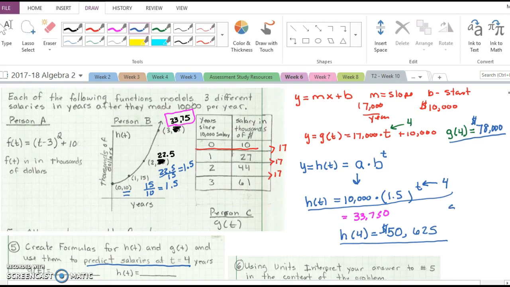Using units, interpret your answer to number 5 in the context of the problem. Well, this just means the salary in dollars after 4 years of work.